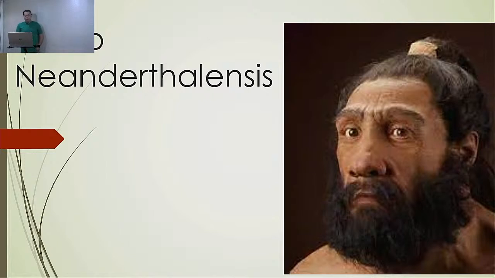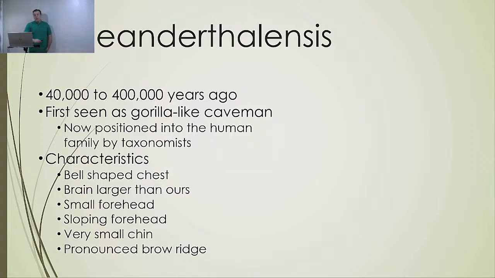Next, and probably the most famous of all these, is Neanderthals. According to the evolutionary theory, Neanderthals existed 40 to 400,000 years ago. And they were first depicted as gorilla-like cavemen. But now they're positioned closer to humans by the evolutionary taxonomists. So there is some push to say that they actually are humans, which, as a creationist, we've known since the beginning. The characteristics that make them different from you or I, for the most part, are the bell-shaped chest.